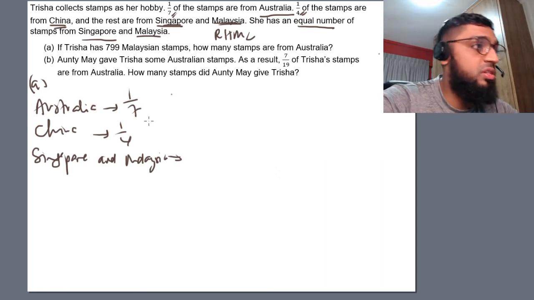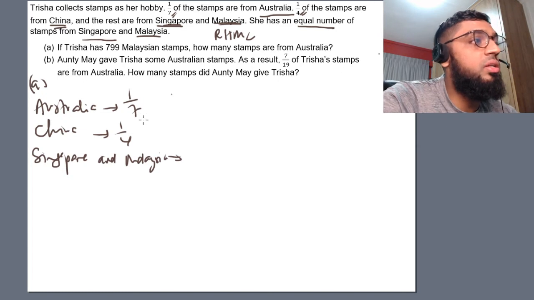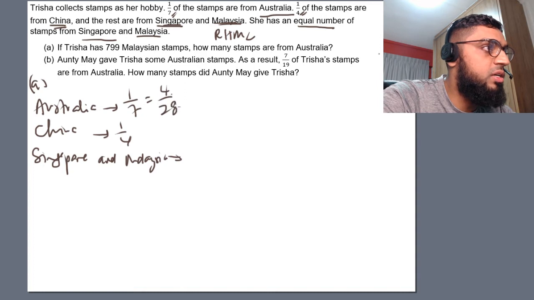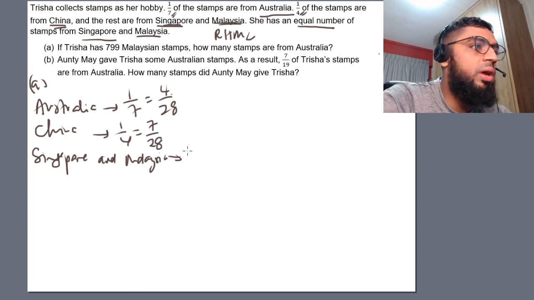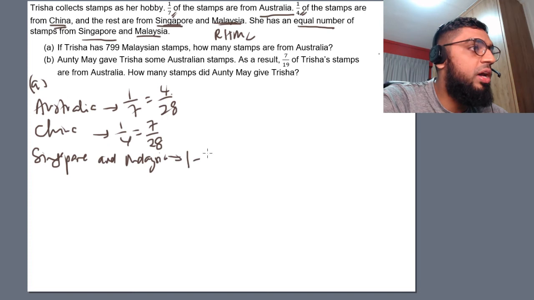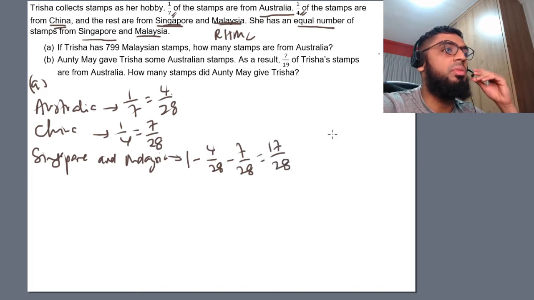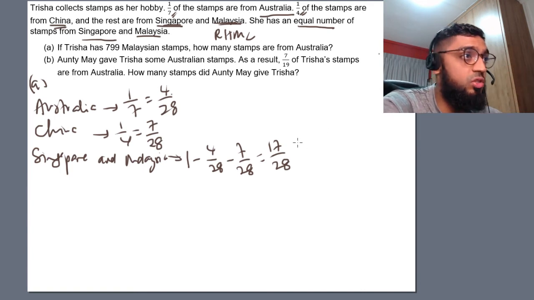So let's make the denominators the same first. For 7 and 4, the lowest common multiple is 28. So times 4, I get 4/28 for Australia, and times 7 for China, I get 7 out of 28. The Singapore and Malaysia stamps make up the rest. So 1 minus 4/28 minus 7/28, and I'm left with 17/28 for Singapore and Malaysia, which tells us that the Singapore and Malaysian stamps make up 17 units in total.